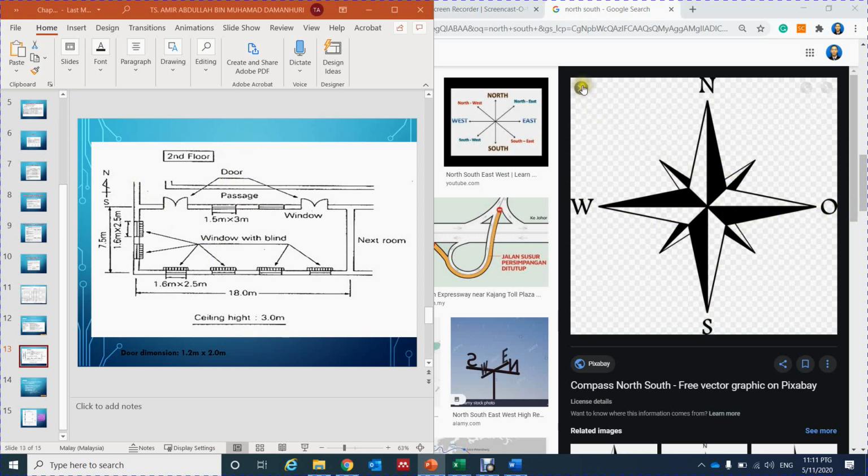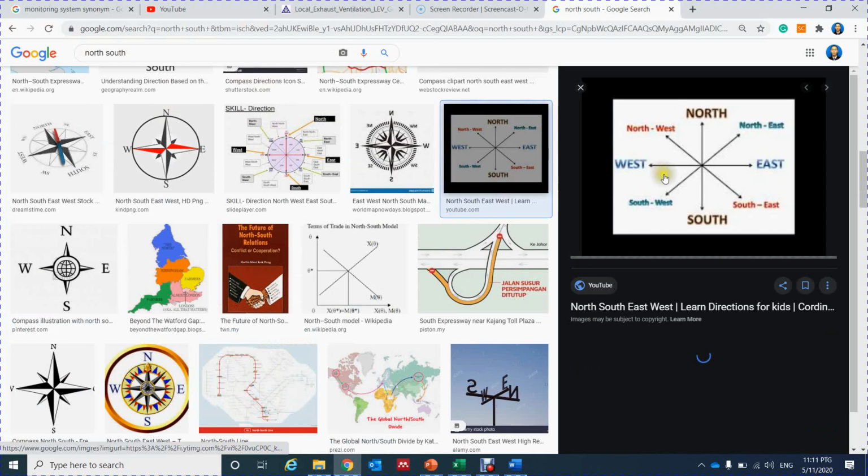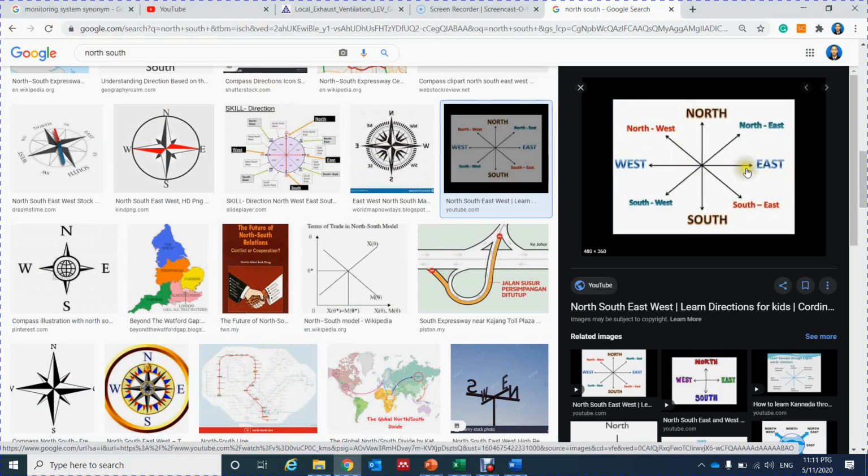So this will be the north, south, west, and east. So this side will be the northwest, southwest, northeast, and southeast here.